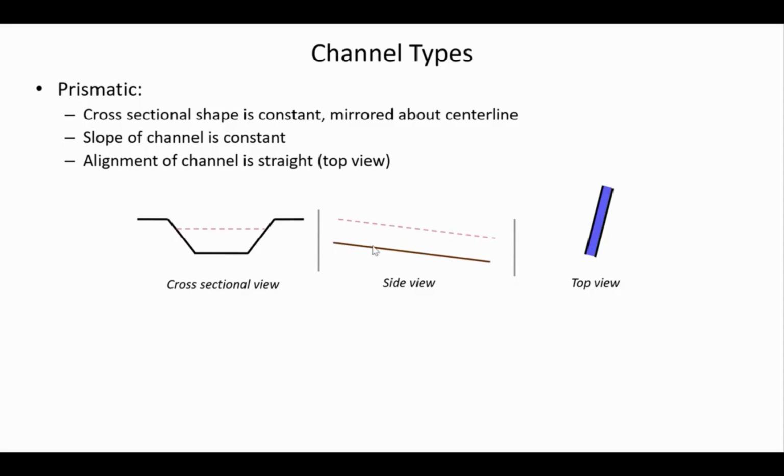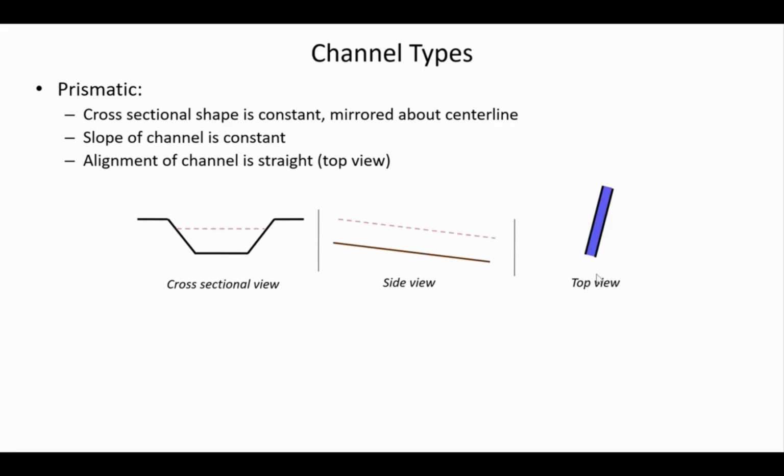And so from the side view, you can see it has a nice even slope, and the only way that you'd have such a constant slope like that is if it's an engineered material like a paved asphalt liner on the bottom, or if it's concrete. It would be very unlikely to see a constant channel slope if it was a combination of soils and rocks that differentially scour. And a prismatic channel from the top view would be relatively straight.